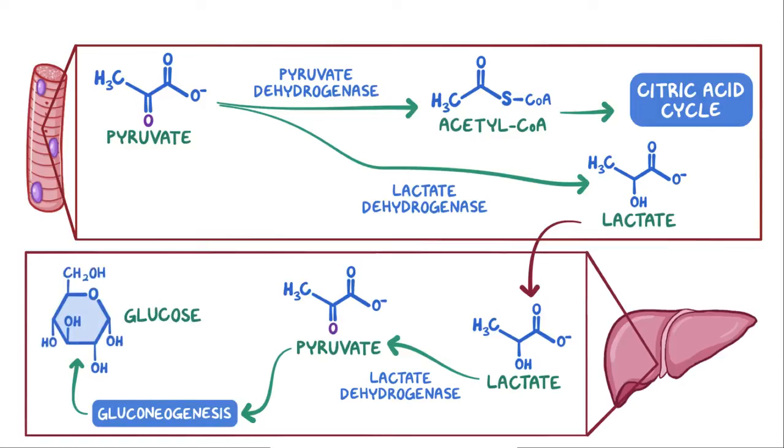Glucose can then enter the circulation and go back to the muscle cell, where it can be broken down in glycolysis to make ATP and our original friend, pyruvate. This nifty little cycle is called the Cori cycle.